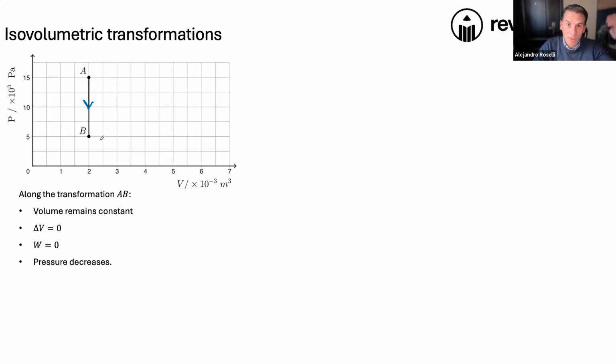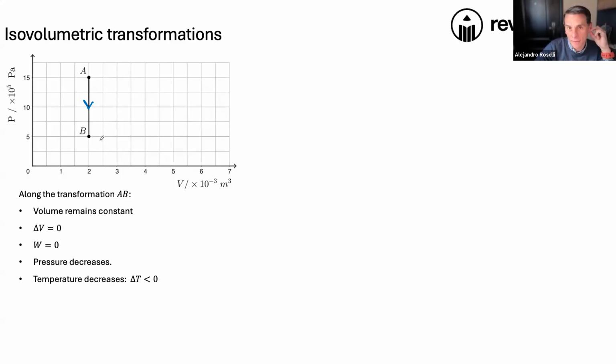For the pressure to decrease, for the particles to exert a smaller amount of force on the walls of the containers, those particles should be hitting the walls of the containers less frequently, which means particles should be moving at a slower speed, which leads to, of course, a decrease in the temperature. So temperature is dropping in this transformation.